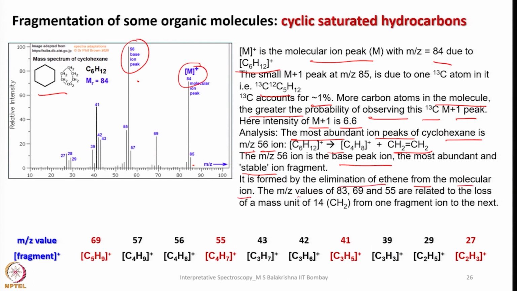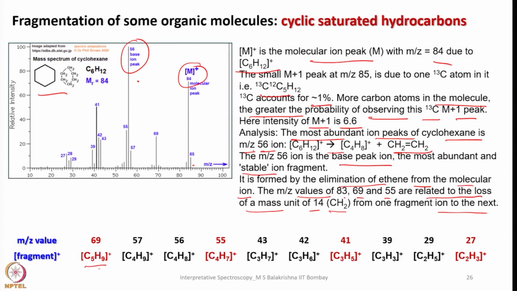The m/z values of 83, 69, 55 are related to the loss of a mass unit of 14, that is CH2, from one fragment ion to the next one. You can see here I have listed all of them, the mass to charge ratio and the fragment, which is essentially a cation, from 69 all the way.